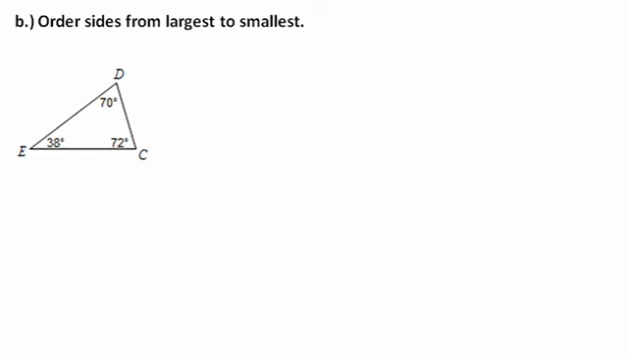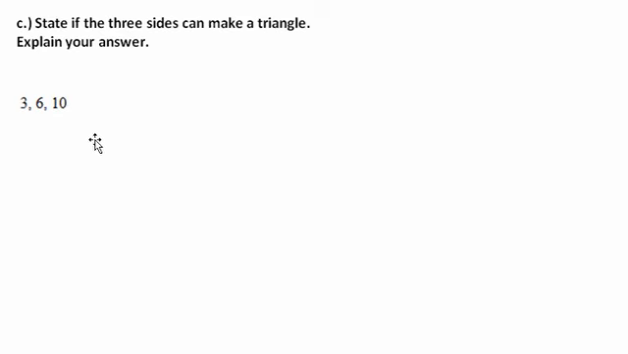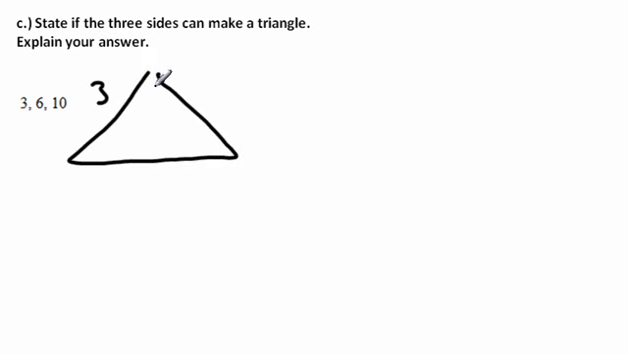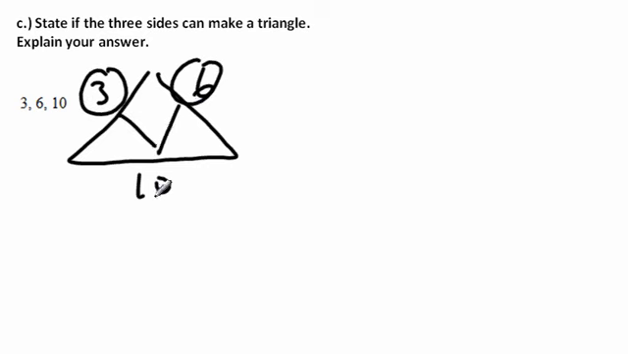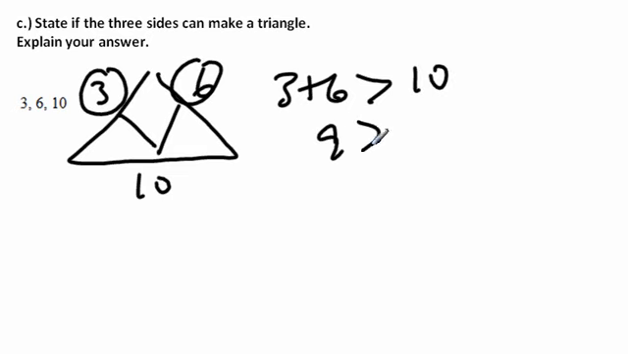All right, so I'm getting the next problem. In this problem, we want to state, can these make a triangle? So you can make a little sketch: 3, 6, 10. And what we learned is that the two sides of a triangle have to be bigger than the third side. So when you take 3 plus 6, is that greater than 10? We get 9 is greater than 10. This is not a true statement. So if this is not a true statement, these cannot be the sides of a triangle. So that would be no.